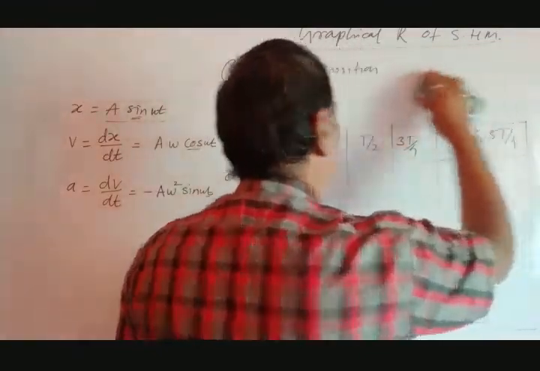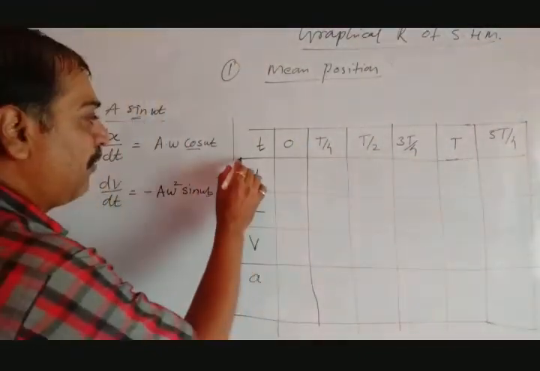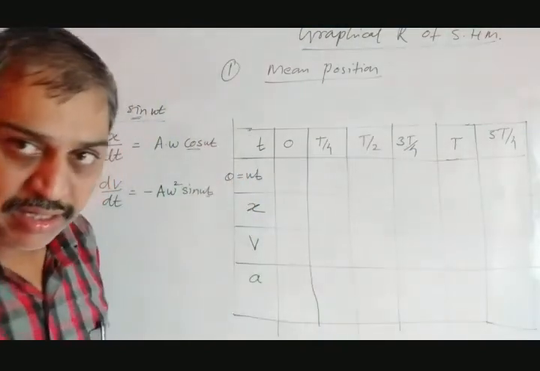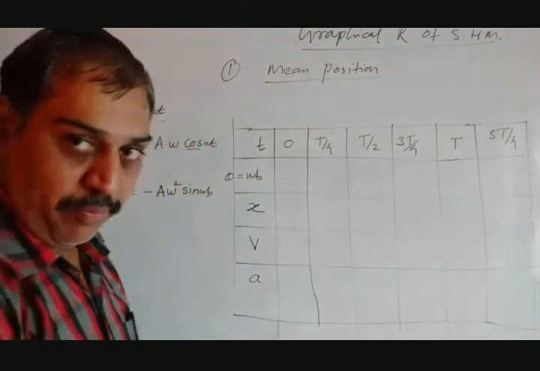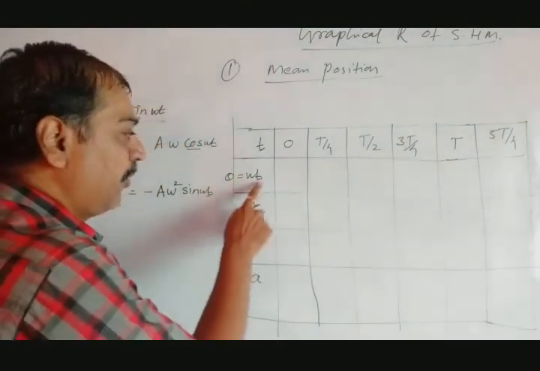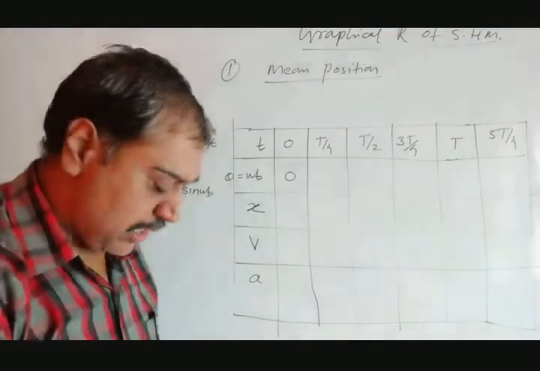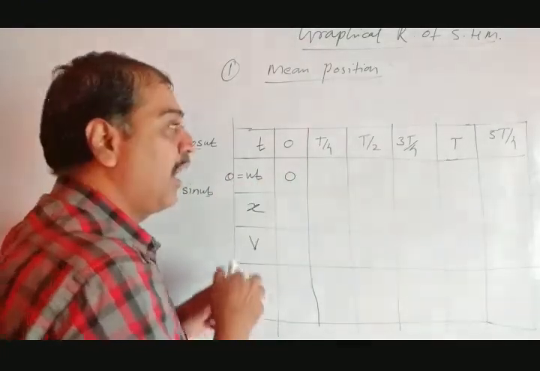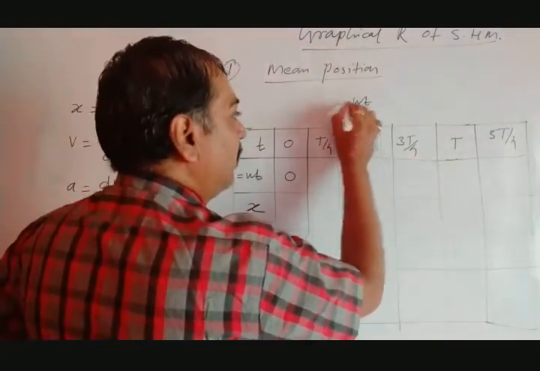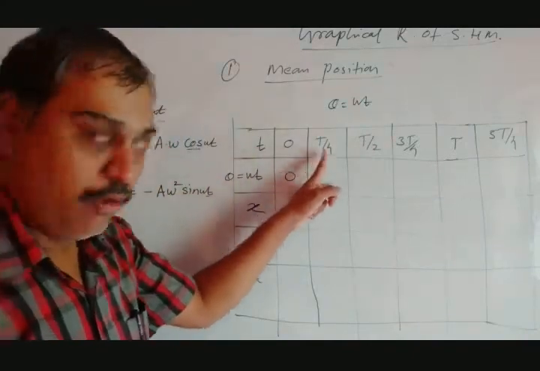Now let's go further. Once we know the value of t, you can find out the value of omega t. How can we find omega t for the first one? As t is 0, just put it here. 0 into omega is definitely 0. Okay. Let's go to the next part. t equal to T by 4. Put it here. So we can write theta equal to omega t, where t is T by 4. Put it here.